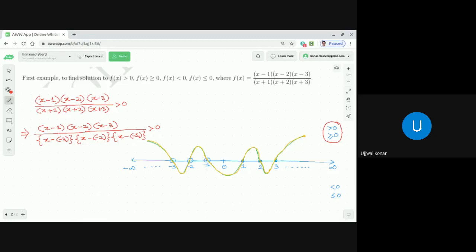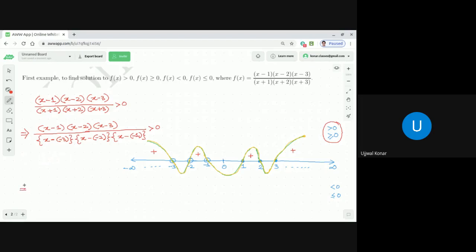So I will consider above the number line and look into the regions where the curve actually came above the number line. This is the portion, this is the portion, and this is the portion. These are the intervals where you see the curve is above the number line. Correct or not? Okay. So first interval, dear students, x belongs to minus infinite to minus 3. Let me write it down very clearly here.